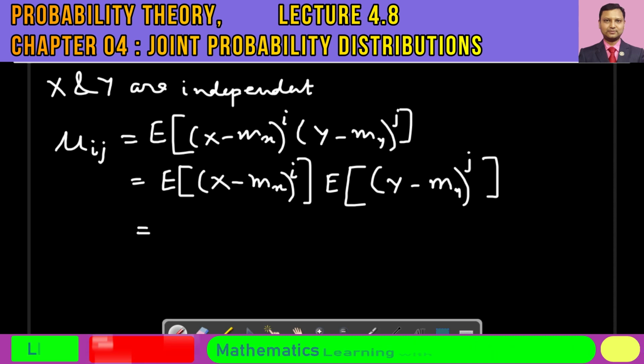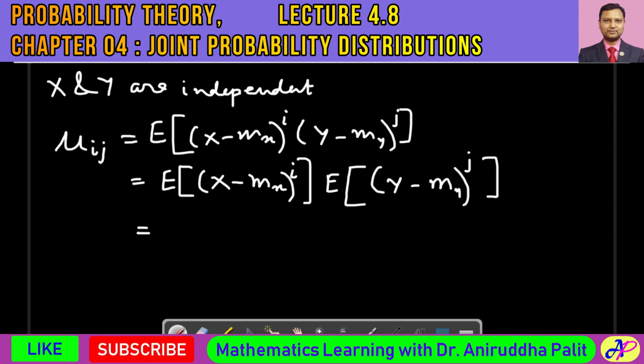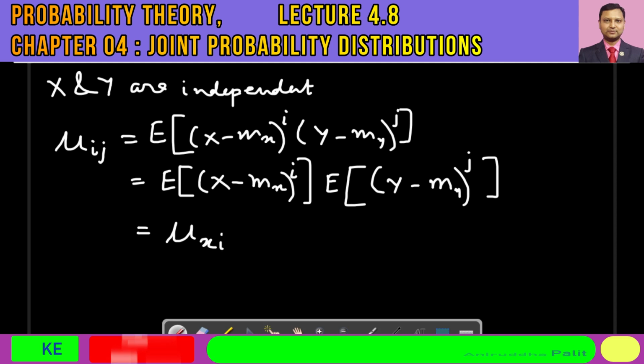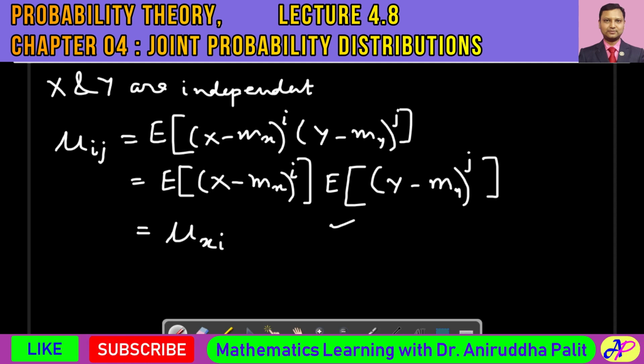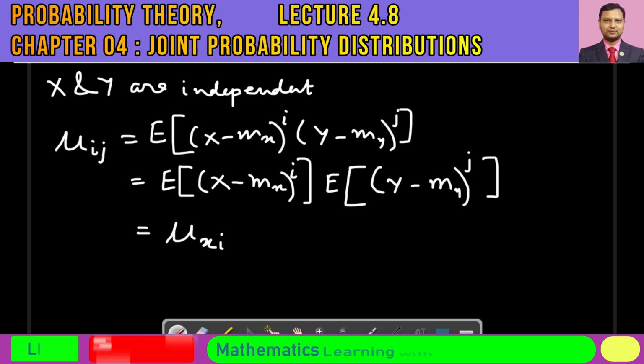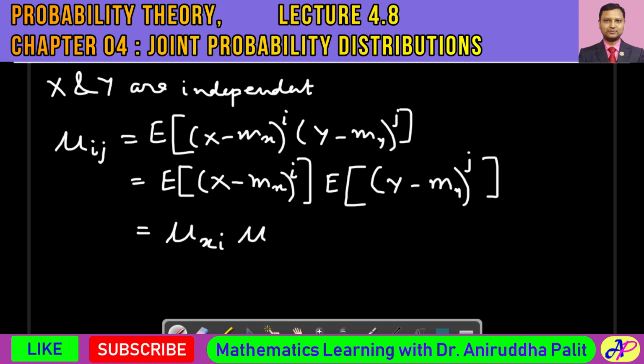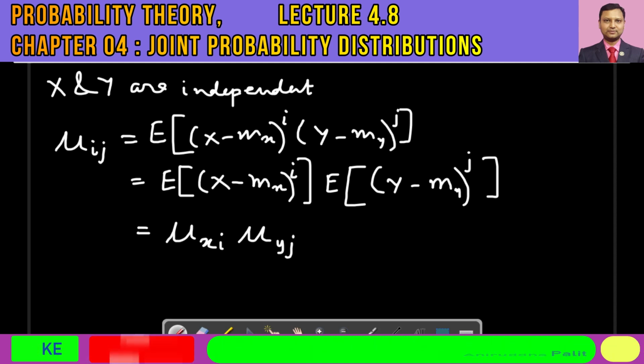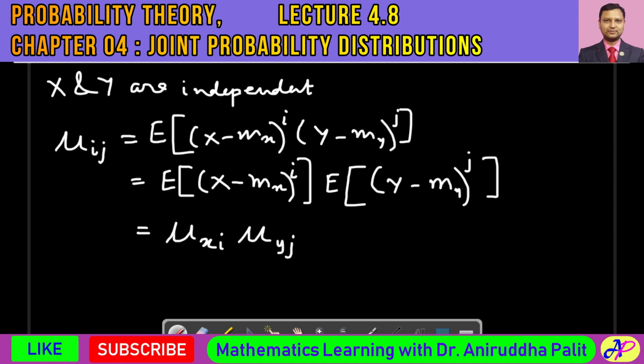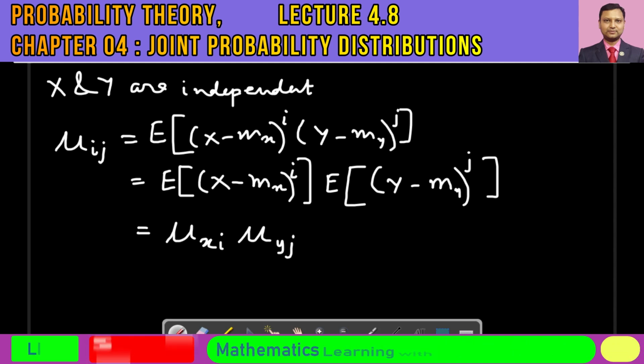So this first factor would be equal to the ith central moment. Therefore, we can write the ith central moment for x, mu_xi, and the second factor will be equal to the jth central moment obtained from the distribution of y. Therefore, we can write mu_yj. So this is the consequence of the multiplication rule when capital X and Y are of course independent random variables. Okay, and a similar result holds if we consider the raw moments.